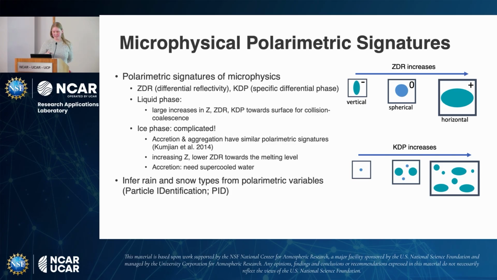And then finally, we can use all of these variables along with lots of other polarimetric and environmental variables like temperature to infer the rain and snow types. And so this is that particle identification that Vivek developed in the 90s. So we'll also look at that if time permits.